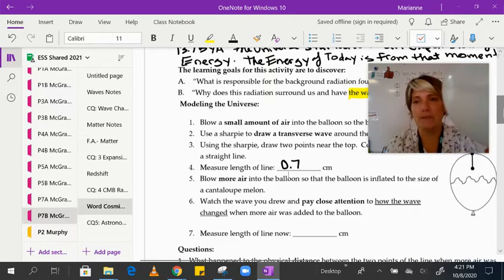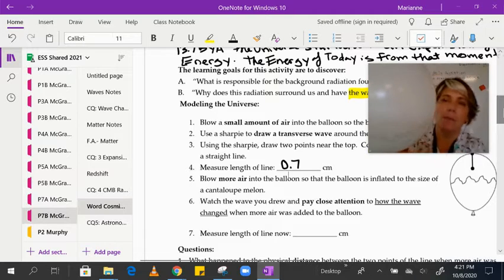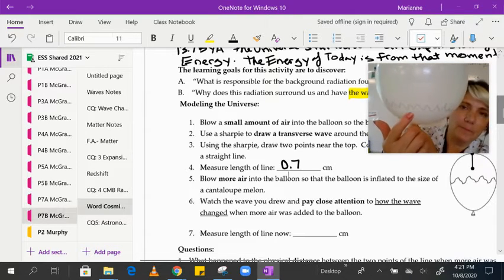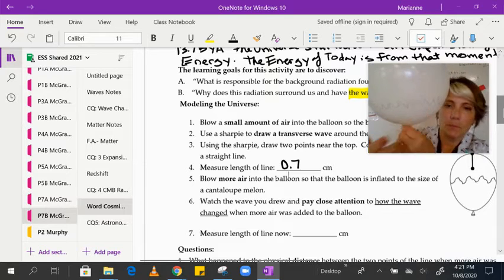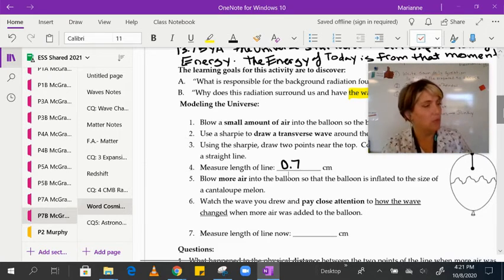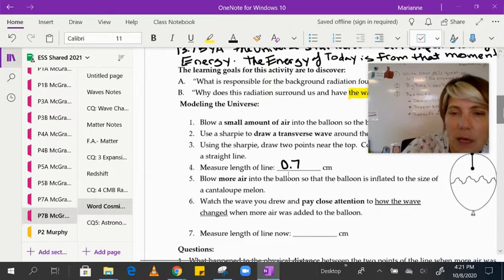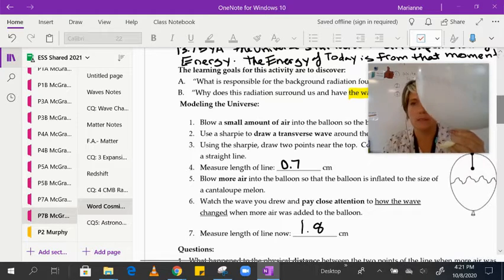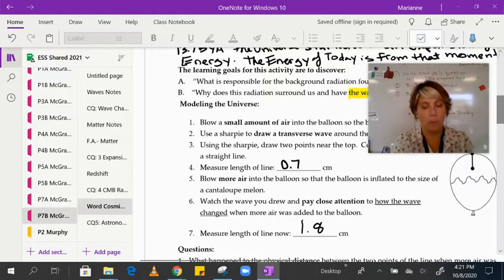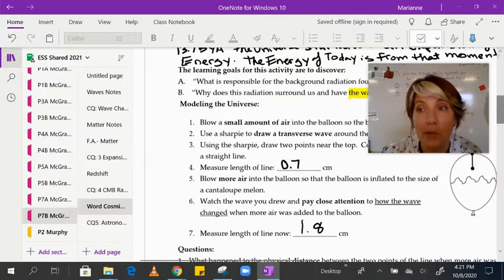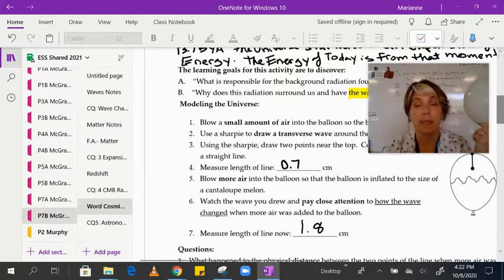Okay, so as I have expanded my universe larger and larger through time, my wave points have gotten farther away from each other. So I'm going to measure that new distance from crest to crest. And now I have a distance of 1 point, it looks like 8. So I've got 1.8 centimeters. That's my wavelength. So my wavelength has increased. My wave has gotten longer as my universe has expanded.